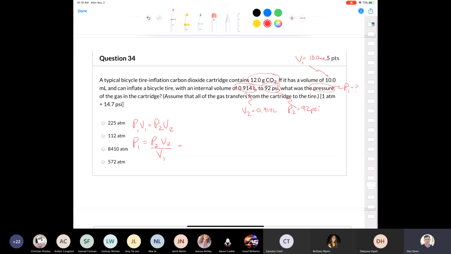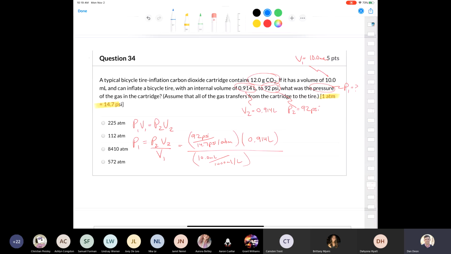Our pressure is given in psi, but they've also given us a conversion factor, which is that 1 atmosphere is equal to 14.7 psi. And so for our P2, we're going to put that it's 92 psi. I'm just going to put the conversion all in here. So it's 14.7, what is it, psi per atm? So I'll put that all in there in one shot. The V2 is 0.914 liters. And my final volume is 10 milliliters. I'll just do that conversion factor in here as well. 10 milliliters divided by, there are 1,000 milliliters in a liter.